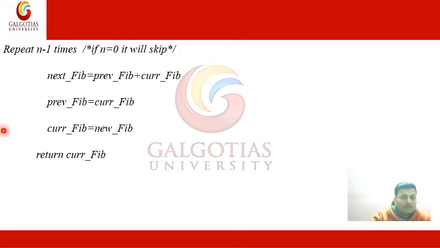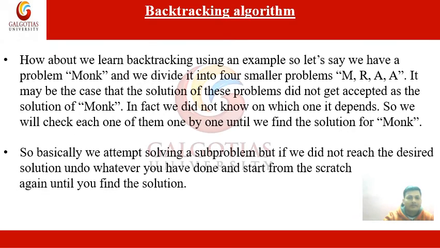Now there will be some updating. Previous Fibonacci equals current Fibonacci, because in the next iteration we will use the previous Fibonacci as this current Fibonacci. Next, current Fibonacci equals new Fibonacci, meaning the next Fibonacci that we have produced. So the current Fibonacci will be the new Fibonacci, and then return current Fibonacci. So it will produce the next term in the Fibonacci series or sequence.